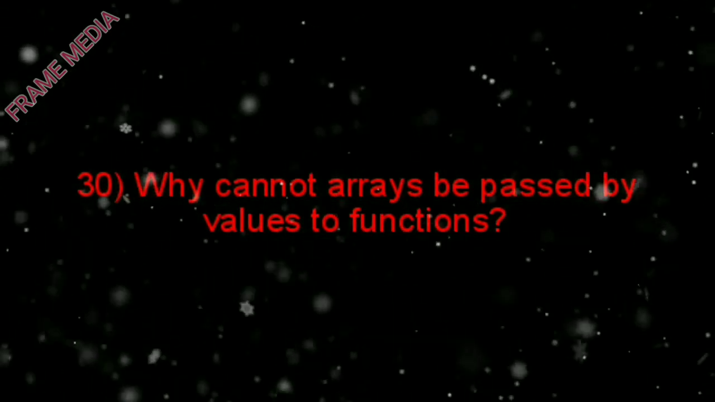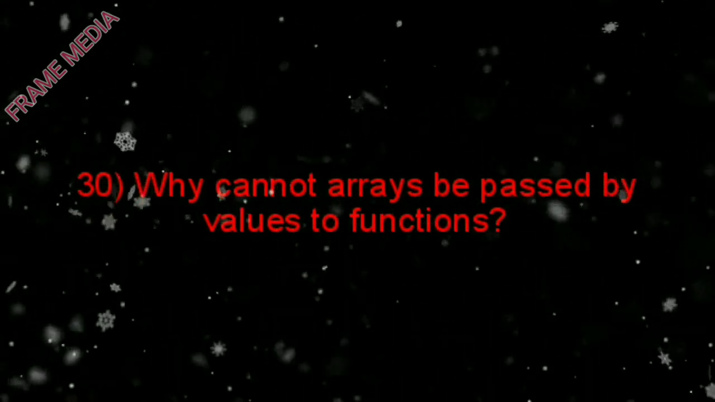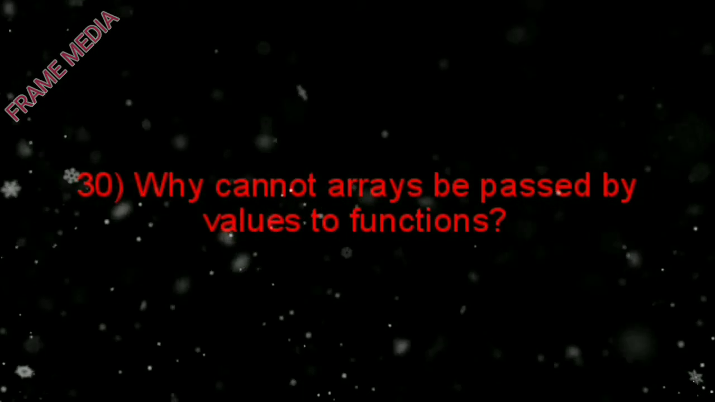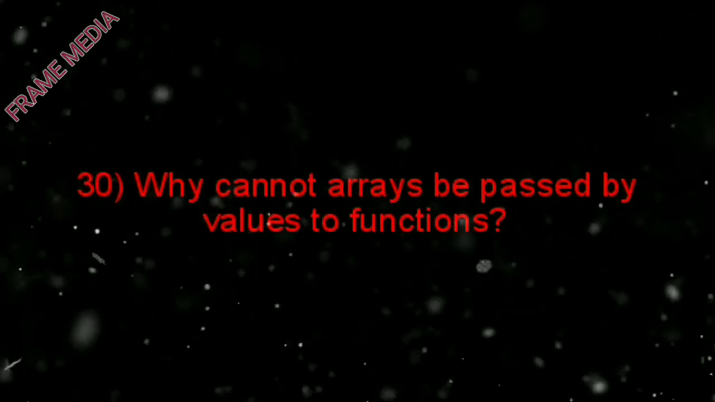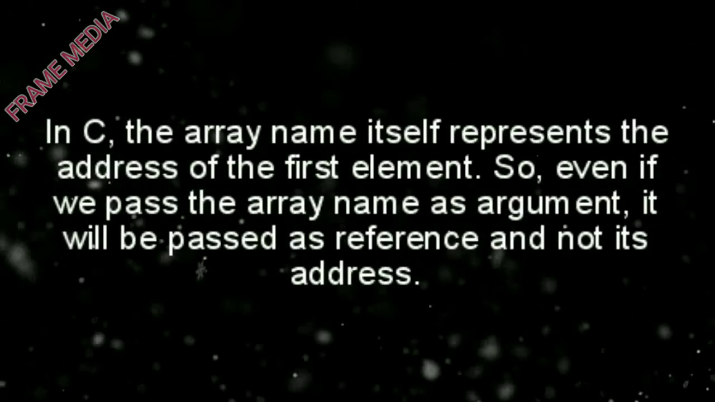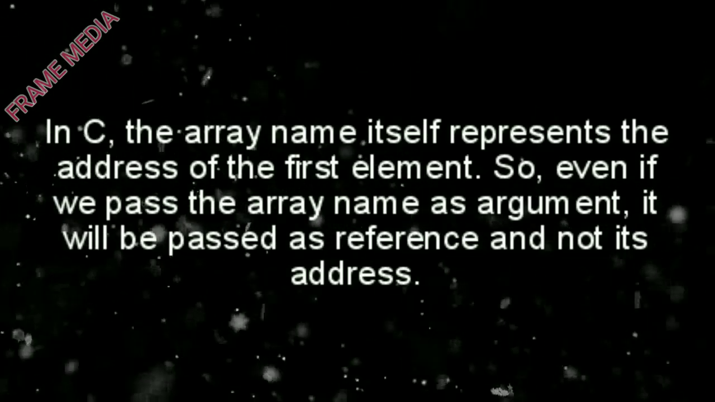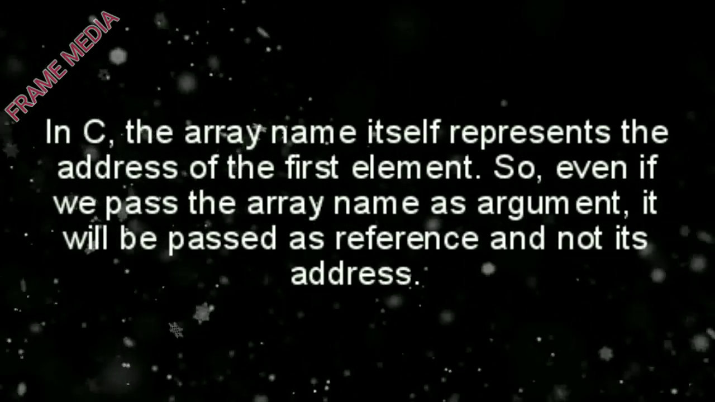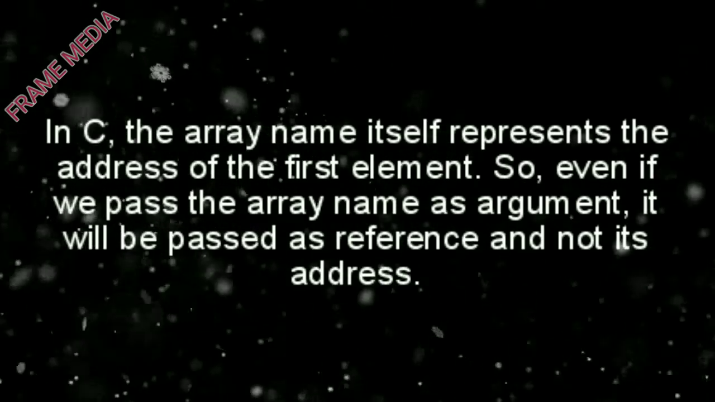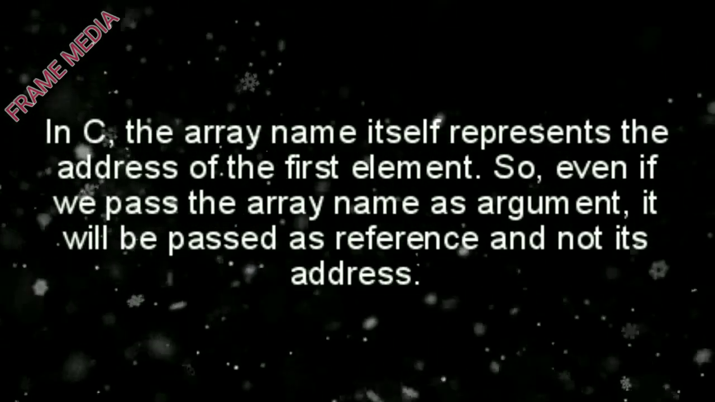Question number 30. Why cannot arrays be passed by values to functions? In C, the array name itself represents the address of the first element. So even if we pass the array name as argument, it will be passed as a reference, not by value.